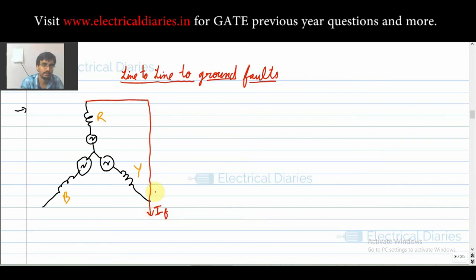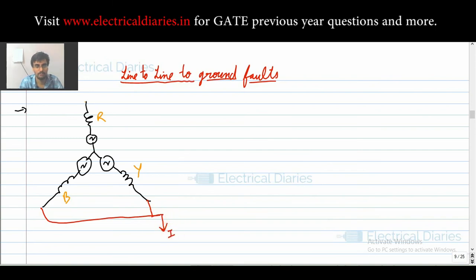See what is happening here. Let us say R and Y, just to be consistent with my notes, I will take R and Y as shorted with the ground. So this is your fault current. Now what happens? Your Vy and Vb will become 0.